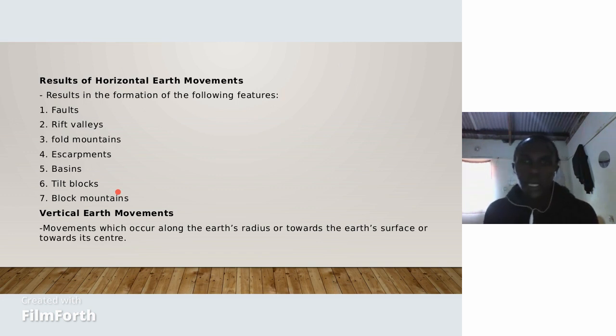Our next subtopic will be vertical earth movement. What are these vertical earth movements? These are movements which occur along the earth's radius, towards the earth's surface or towards its center actually.